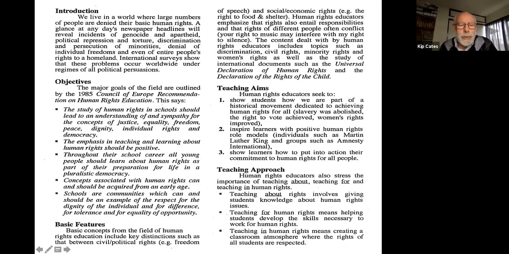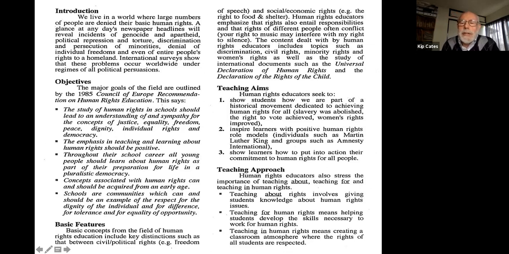And last point, schools are communities which can and should be an example of the respect for the dignity of the individual and for difference, for tolerance, for equality of opportunity. In other words, schools, teachers can be role models. We have to model what it means to respect human rights by the way we run our classes, the way we run our institutions. Let's take a look on the right, teaching aims. We have 3 main points.